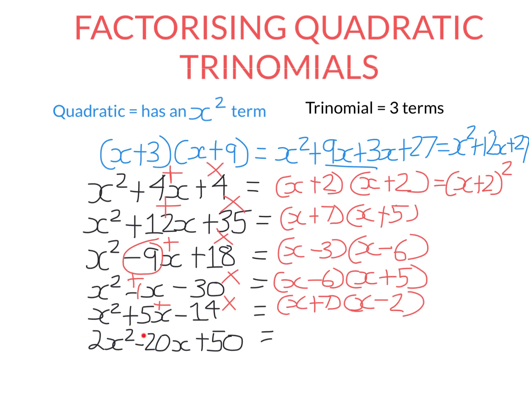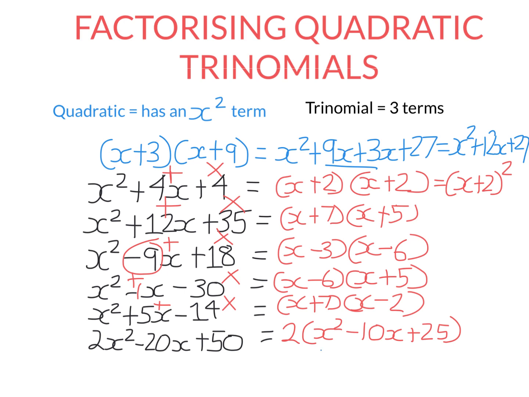Sure, 4 goes into the last 2 terms, but it doesn't go into the first one. On the other hand, for this last example, these 3 terms have a common factor. It's not 10, even though 10 goes in the last 2 terms, it doesn't go in the first term. The thing that goes into 2x squared, -20x, and 50 is 2. 2 is the highest common factor. So if I write 2 out the front, 2 times x squared gives 2x squared. 2 times -10x gives -20x, and it's 2 times 25 that gives you 50. So I've taken out a common factor.